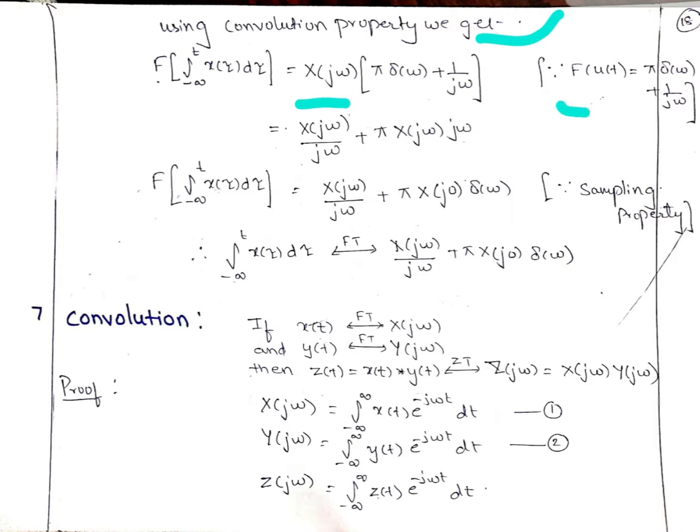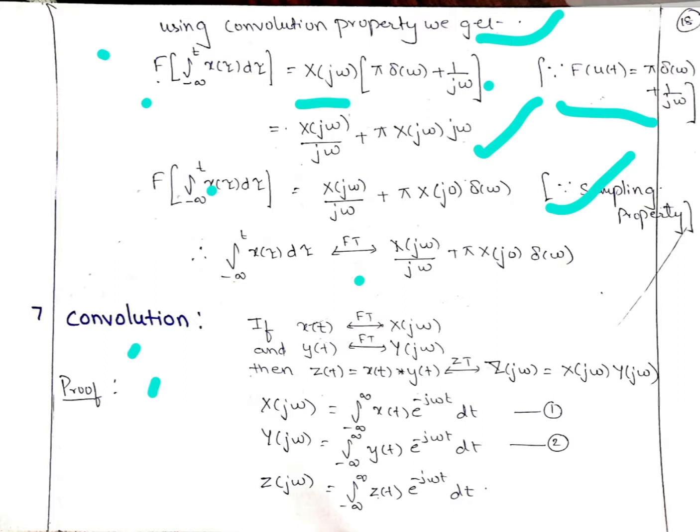Now multiplying this X of j omega into both the terms, we get this one according to the sampling property. Therefore the Fourier transform of the integral from minus infinity to t of x of tau d tau is X of j omega by j omega plus pi X of j 0 delta of omega. How did we get here from the convolution property? Let us see this convolution property.